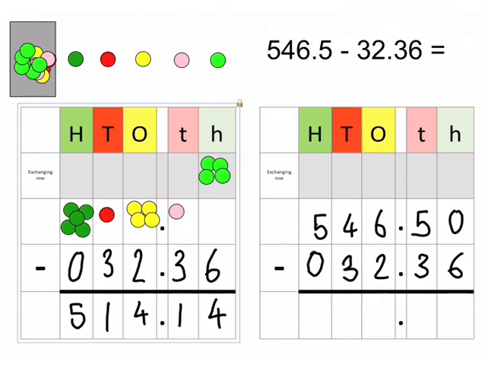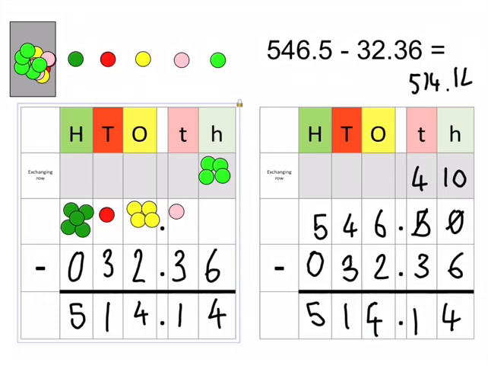So let's try this over here. 0 take away 6 can't be done. That becomes a 4. That becomes a 10. 10 take away 6 is 4. 4 take away 3 is 1. 6 take away 2 is 4. 4 take away 3 is 1. And 5 take away nothing is 5. 514.14.